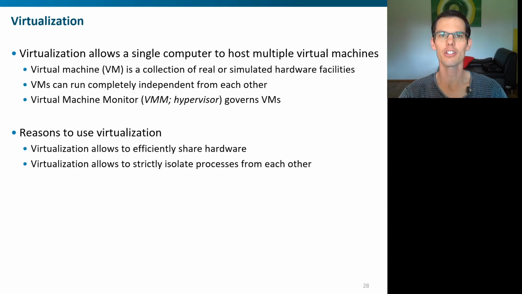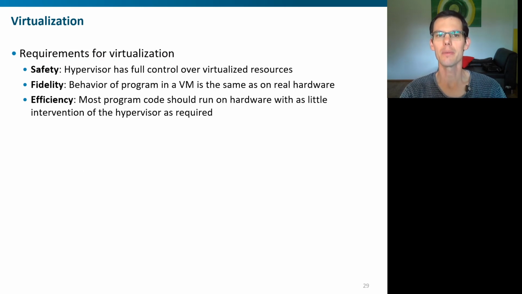Second one, it's much stricter in a sense to isolate processes from each other than the concepts we've seen before and the concept we're going to see after this chapter. So what are the requirements for virtualization? Of course, you have to fulfill certain guarantees in order for virtualization to work. One is safety. The hypervisor has to have full control over the virtualized resources, meaning that the underlying VMs must not access the hardware without any way for the hypervisor to intervene. This is needed to strictly isolate VMs from each other.